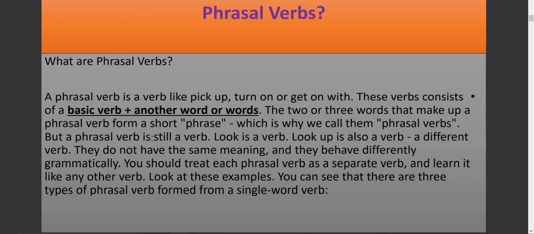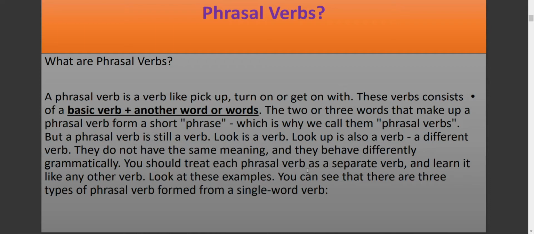But a phrasal verb is still a verb. Look is a verb. Look up is also a verb, a different verb. They do not have the same meaning and they behave differently grammatically. You should treat each phrasal verb as a separate verb and learn it like any other verb.